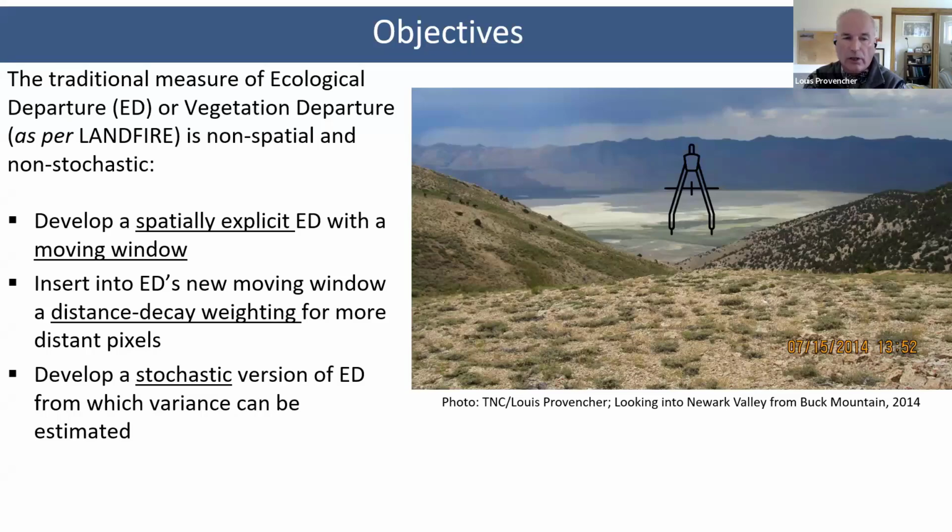And also we want a stochastic version of this. Now, Corey and Randy Leonardo's, and I don't know if Jim was part of that, did work on a non-spatial stochastic version of ecological departure, and that was published in 2015.